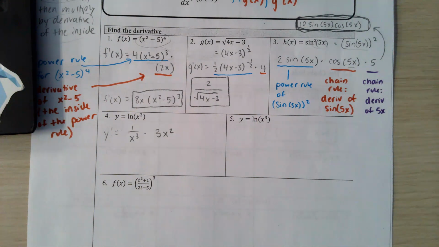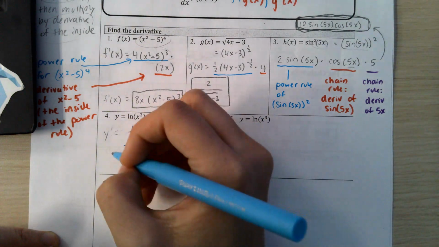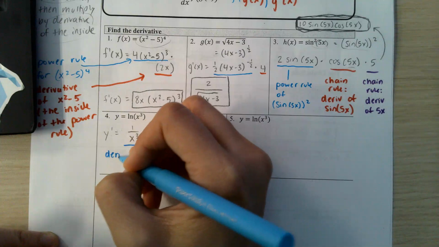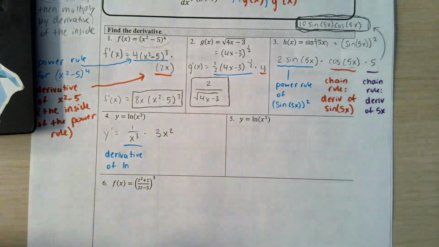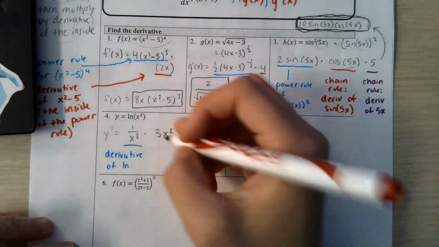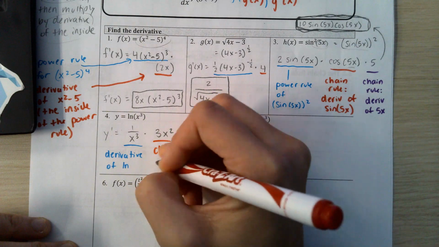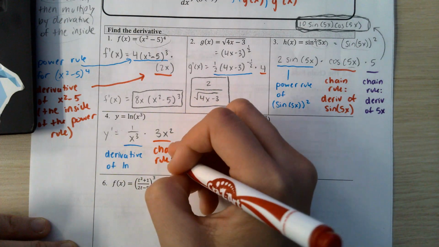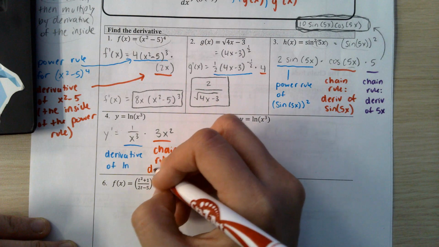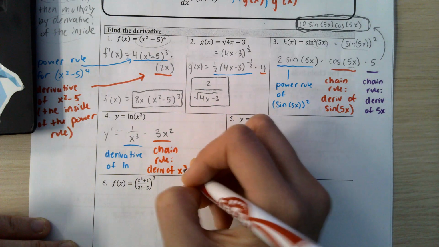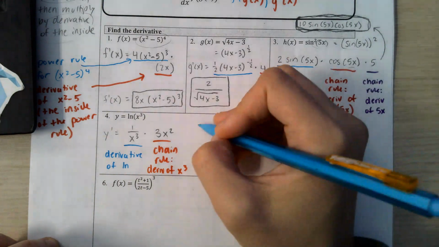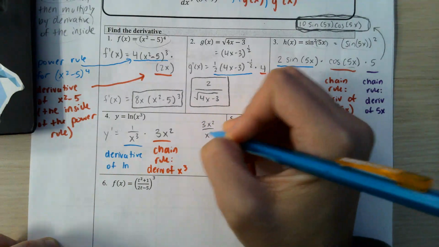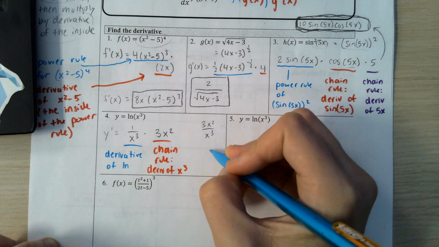So using our colors again. So the derivative of ln is always 1 over that. And then chain rule. Derivative of x cubed. Right? So if we were to simplify this, we'd have 3x squared over x cubed, and this would cancel out, so we just have 3 over x.